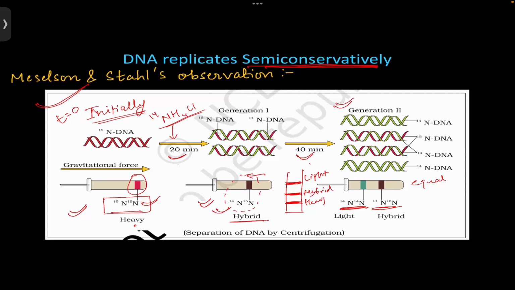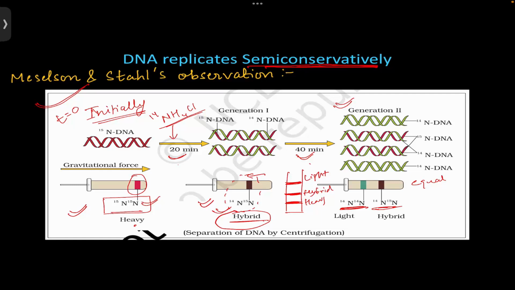The original one will have the N15 isotope and the new one will have the N14 isotope, which is why they observe a hybrid band, a band which was in between the two extremes. This is why this hybrid is possible.